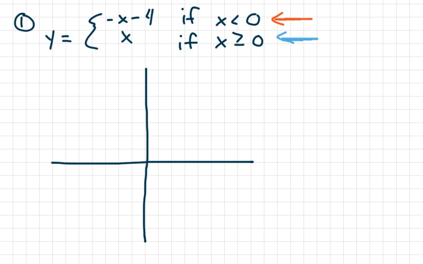This is in slope-intercept form, so all that writing equations of lines and graphing equations of lines still applies. Negative x minus 4 means we start at a y-intercept of negative 4, and our slope is negative 1. So a slope of negative 1 means we go down 1 and to the right 1, so we go down and to the right.